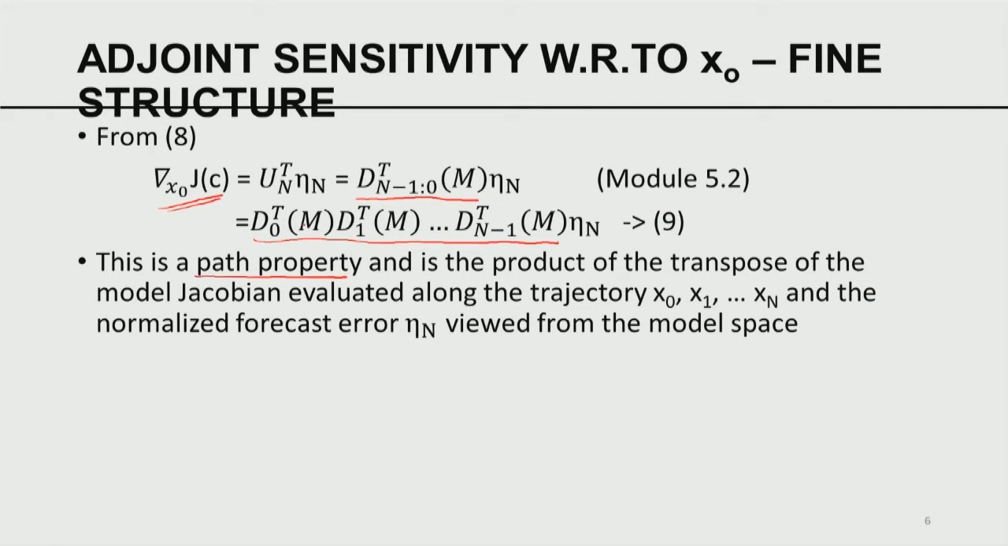It is a product of the Jacobian along the trajectory starting from x naught, x1, x to n minus 1, times the forecast error at time n. So it is a product of the transposes of the model Jacobian evaluated along the trajectory and the normalized forecast error viewed from the model space. This is what we call the fine structure.